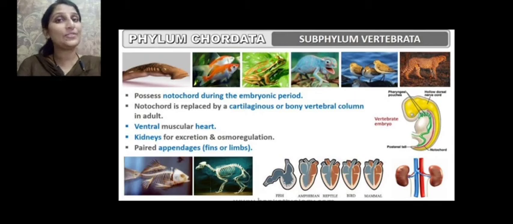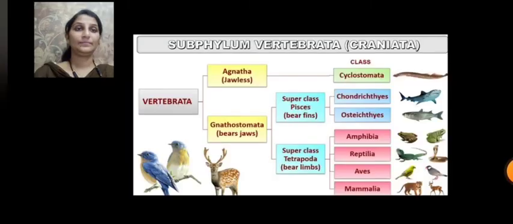The notochord, which is present in the embryonic stage, is replaced in the adults either by a cartilaginous or a bony vertebral column. The heart is ventral in position and is a muscular organ. Kidneys help in excretion and also in osmoregulation. Paired gills or fins are present.